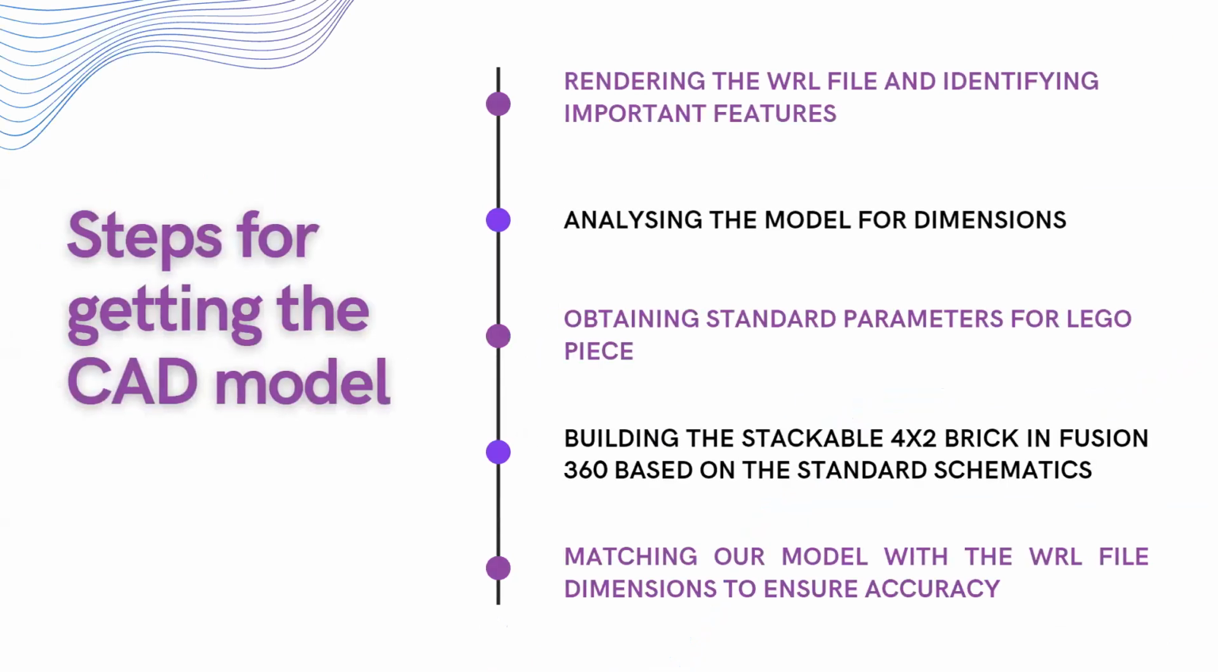We rendered the WRL file, and we identified the important features, that is displaying the file and getting to know how it looks. And then we analyzed the model for the dimensions of the WRL file. We obtained standard parameters that are available online for actual Lego pieces. We built a stackable 4x2 brick in Fusion 360 based on the online files that we got from the internet on a standard Lego piece. And then we matched our built model with the WRL file to ensure that our file matched the WRL file that the organizer sent and that it was accurate. So this will be presented in more detail by my teammate, Chandan.